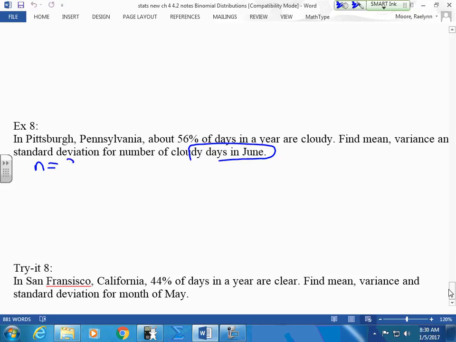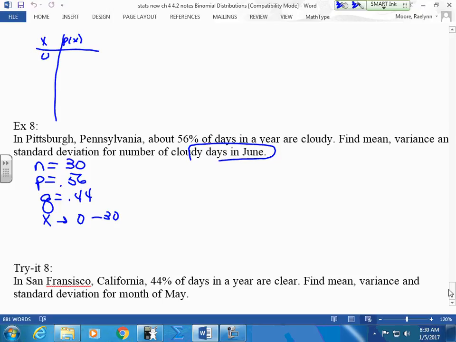30 days in June. Good. What's my p? 3.56. What's my q? And my x is going to have to go from 0 to 30. So I could absolutely make a table from 0 all the way to 30. Would you really want to do that?